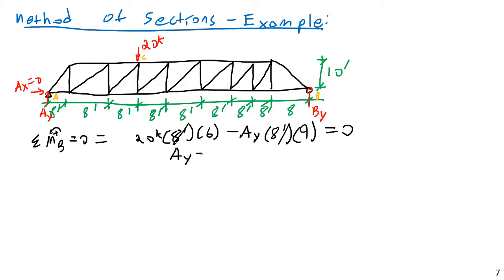AY is then going to equal 20 times 6 over 9. Not 69, 6 over 9. And that's going to be 2/3 of 20, so 20 times 6 over 9, and we have that times 2, that would be 13.33 kips.